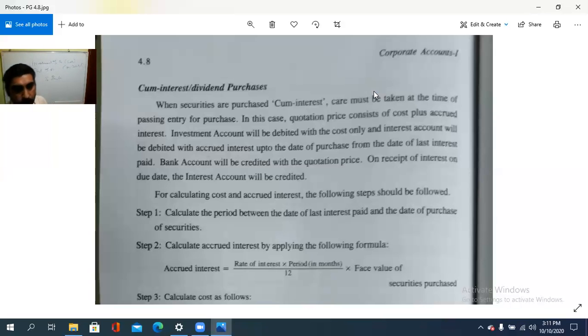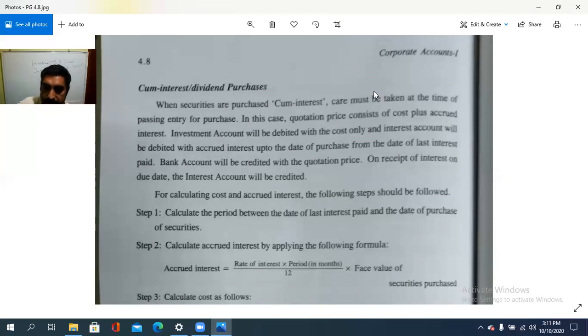Then step number 2 is to calculate the accrued interest by applying the following formula. Accrued interest is equal to the rate of interest into the period in months, divided by the number of months paid. So the rate of interest, suppose 12%, then 12 by 100, like that, into the period in months divided by 12, into the face value of the securities purchased.